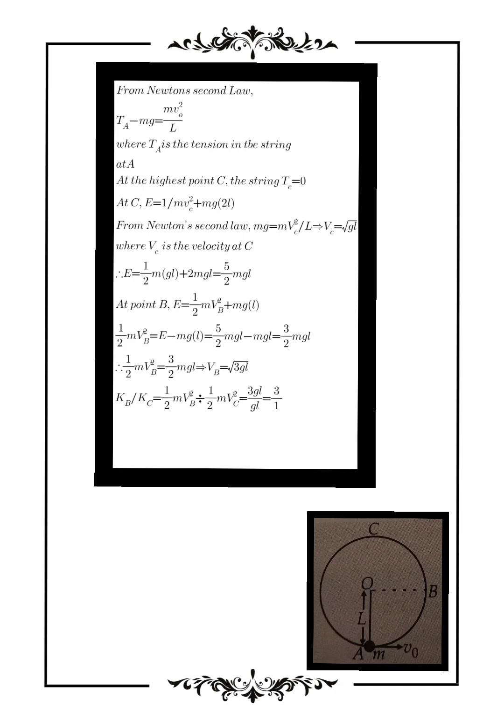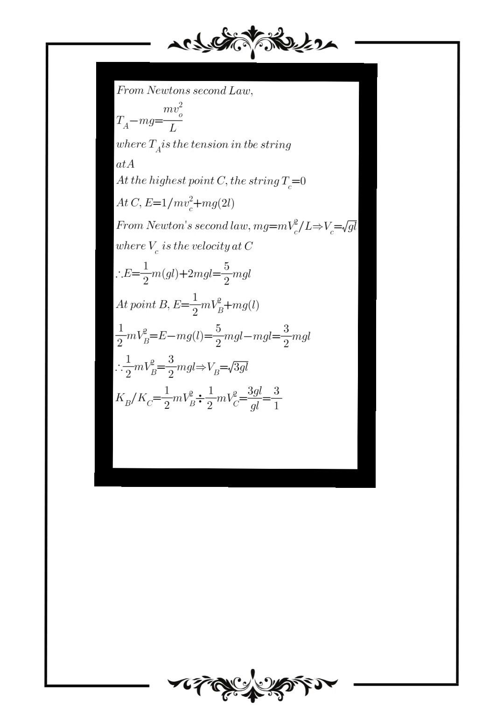At C, E is equal to half mVc square plus mg into 2L. From Newton's second law, here mg is equal to mVc square by L, where Vc is the velocity at C. From the above equation, Vc can be written as root gL. On taking this root gL in the above equation, E is equal to half mVc square plus mg into 2L, we will get 5 by 2 mgL.